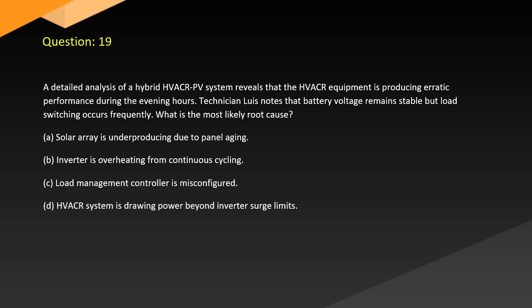Question 19. A detailed analysis of a hybrid HVACR EV system reveals that the HVACR equipment is producing erratic performance during the evening hours. Technician Lewis notes that battery voltage remains stable, but load switching occurs frequently. What is the most likely root cause? A. Solar array is underproducing due to panel aging. B. Inverter is overheating from continuous cycling. C. Load management controller is misconfigured. D. HVACR system is drawing power beyond inverter surge limits.